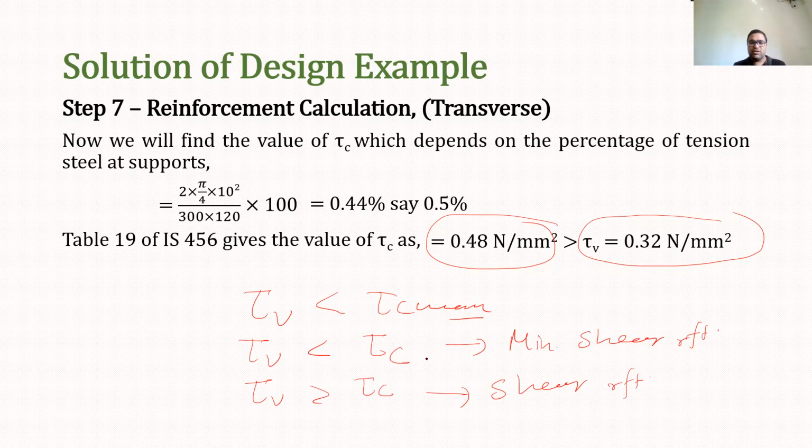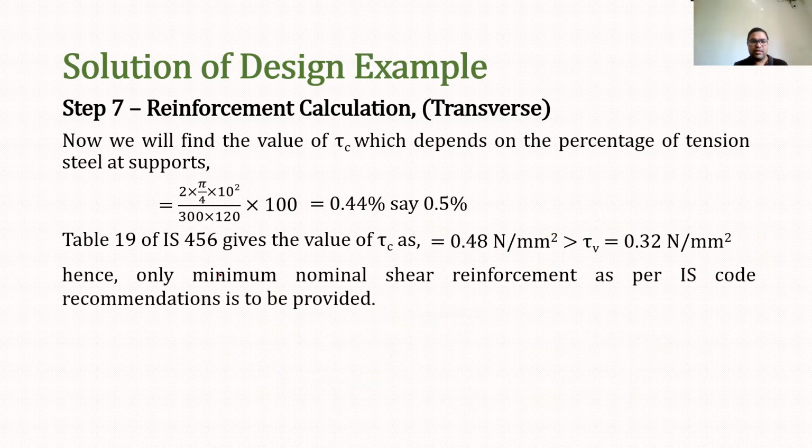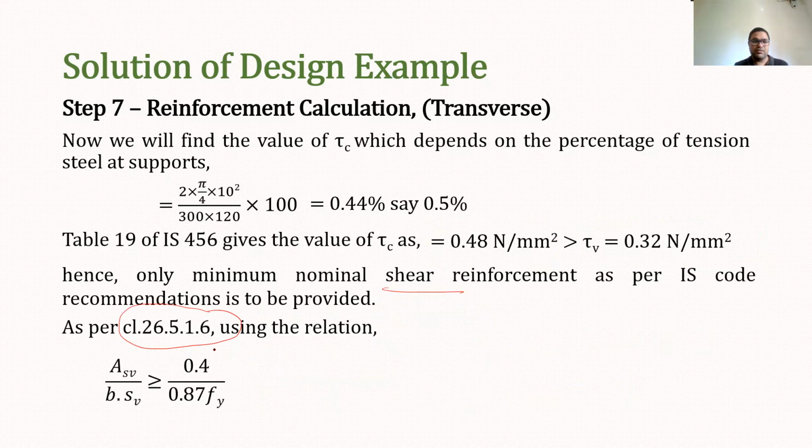Okay, so here our case falls in this category, which means we have to provide minimum shear reinforcement as per IS code recommendations. We only have to provide nominal shear reinforcement. If you refer to this clause of IS code, you will find this relation, which is for the minimum shear reinforcement.